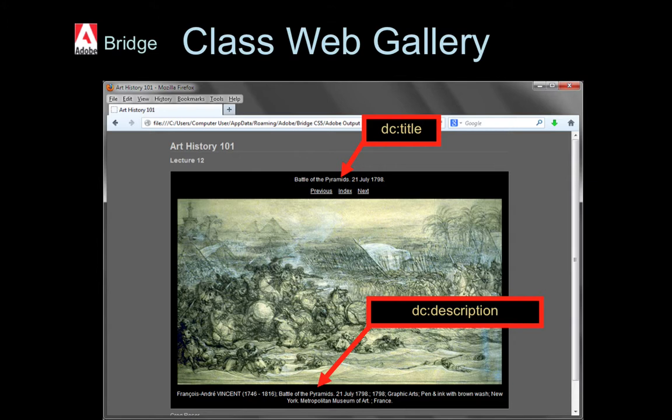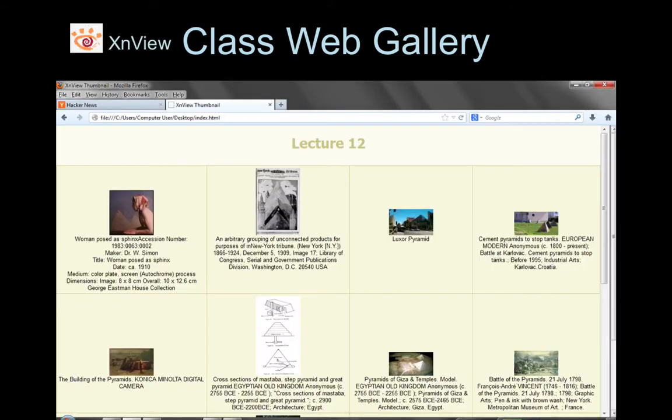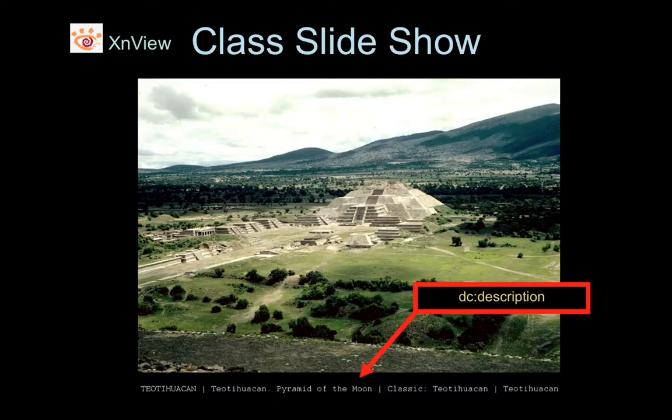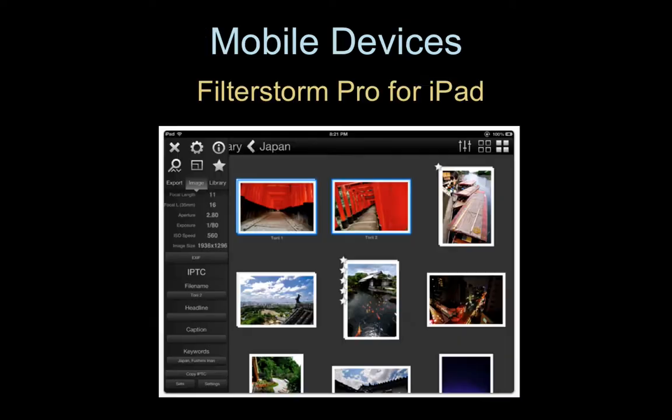This slide just illustrates where this metadata is coming from in the web gallery. At the top is the Dublin Core title. At the bottom is the Dublin Core description. This works in other free software like the image organizer XnView. It has a web gallery option, very similar, but you get even more choices about formatting and which fields are imported. This is an XnView typical web gallery slide, and down at the bottom you see the Dublin Core description.